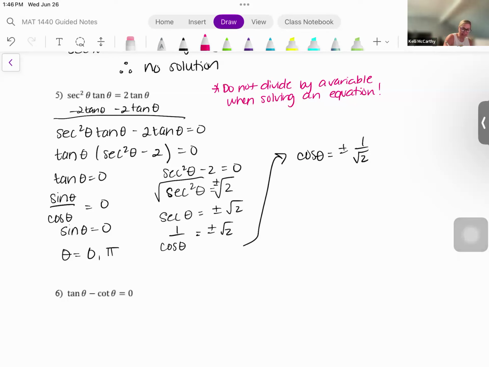Let's rationalize this denominator to hopefully see a value we're familiar with. So multiply by the square root of 2 over 2. We're finding where cosine theta is equal to plus or minus square root of 2 over 2. Thinking about my unit circle, since we're looking at both positive and negative values for cosine, we're looking at all 4 quadrants. And that's going to be at pi over 4, 3 pi over 4, 5 pi over 4, and 7 pi over 4.